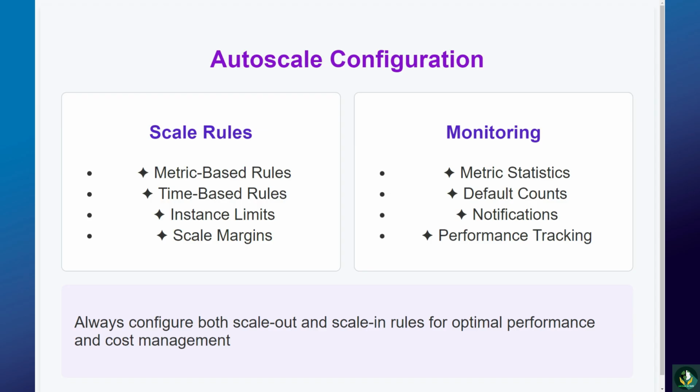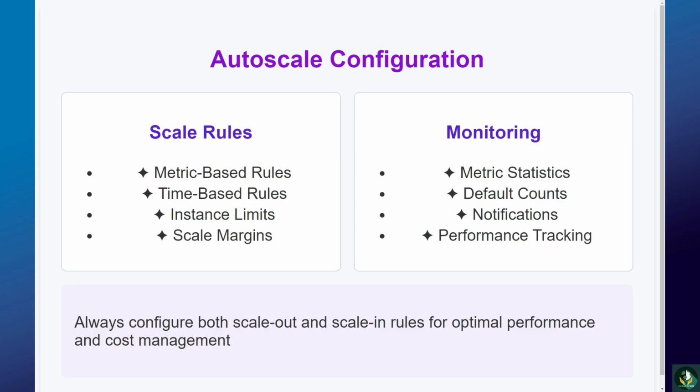Auto-scale rules come in two flavors: metric-based and time-based. Metric-based rules respond to performance indicators like CPU usage, memory consumption, or request queue length. For example, you might configure a rule to add an instance when CPU usage exceeds 70% for more than 10 minutes. Time-based rules, alternatively, allow you to anticipate and prepare for known traffic patterns. You could set up a rule to increase capacity every Monday morning, before your peak business hours begin.